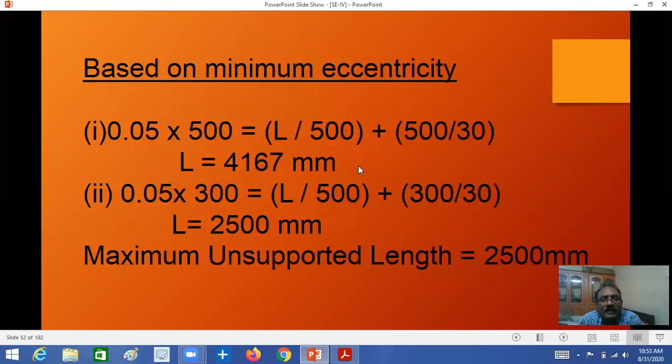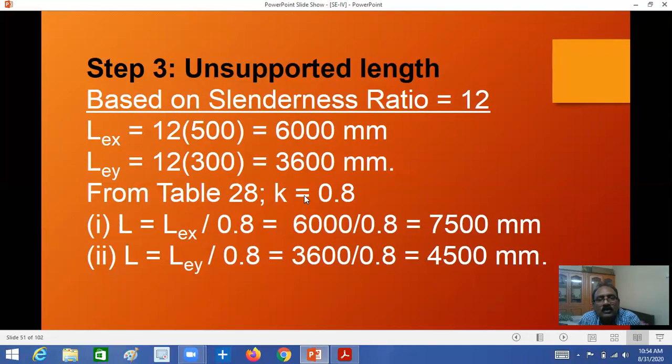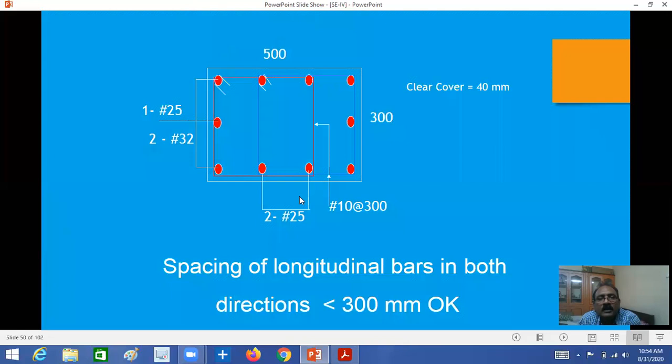If you check the minimum eccentricity, that is 0.05D or L by 500 plus D by 30, where L equal to 4167 mm, and L is equal to 2500 mm. So the maximum unsupported length is 2500 mm. Hence the structure is safe. So in this way you have to solve this problem.